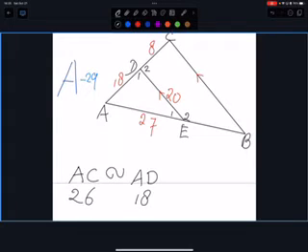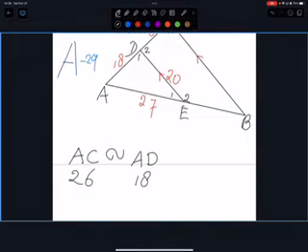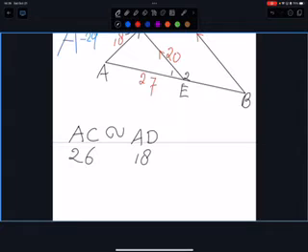So they give you AE. AE represents AB. So what is the factor difference between AC and AD? Meaning AD, 18, has to be multiplied by a specific number to get to 26, or 26 has to be divided by a specific number to get to 18. You can do it in different ways.